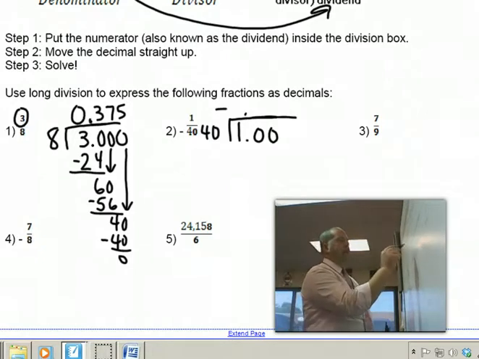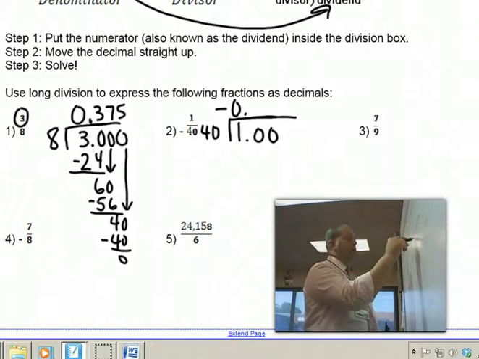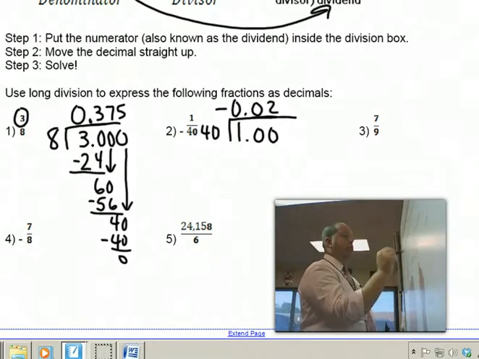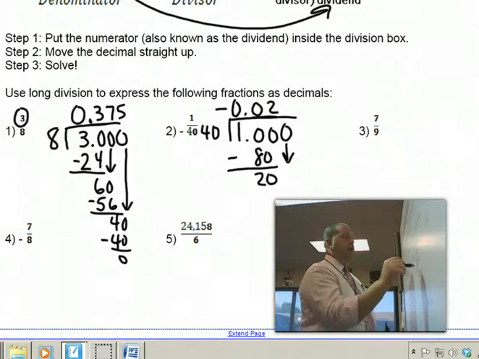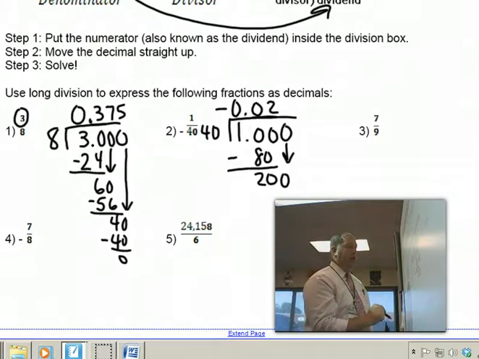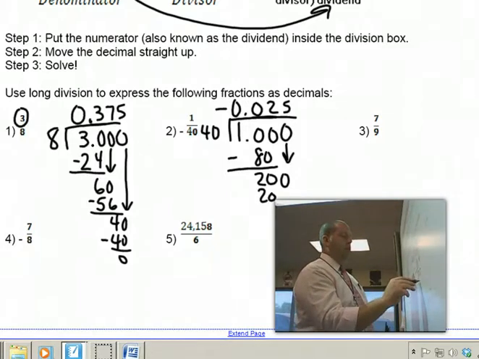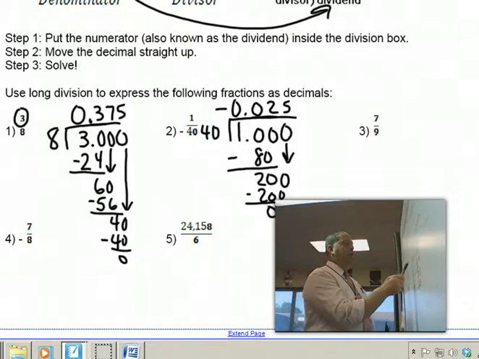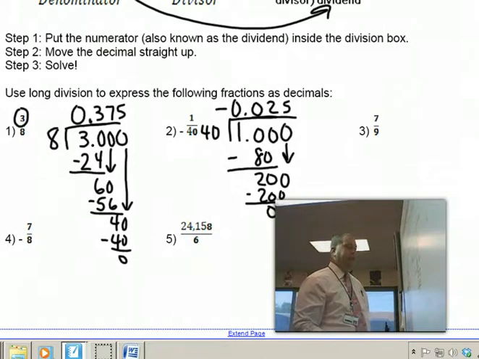I'm going to put the negative here. So that's a 0. 40 goes into 10, still 0 times. 40 into 100 is twice. That's 80. I subtract and get a 20. I'm going to add one more 0 here and bring that down. 40 into 200 is 5, and that works out to be 200, so that terminates. So negative 1/40th is the same as negative 0.025.